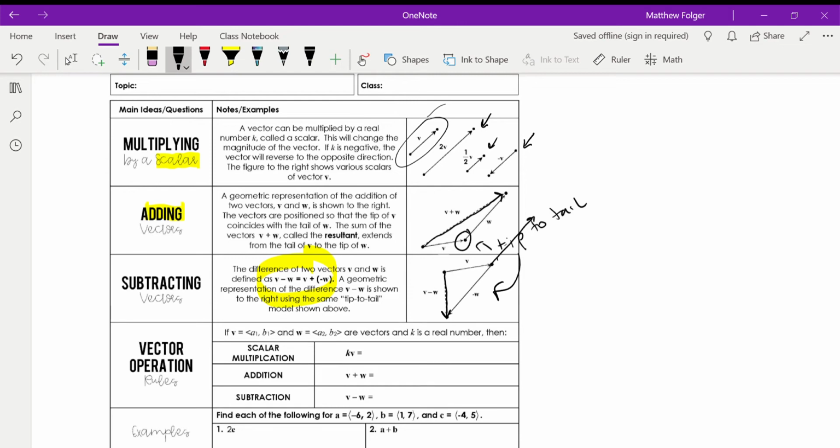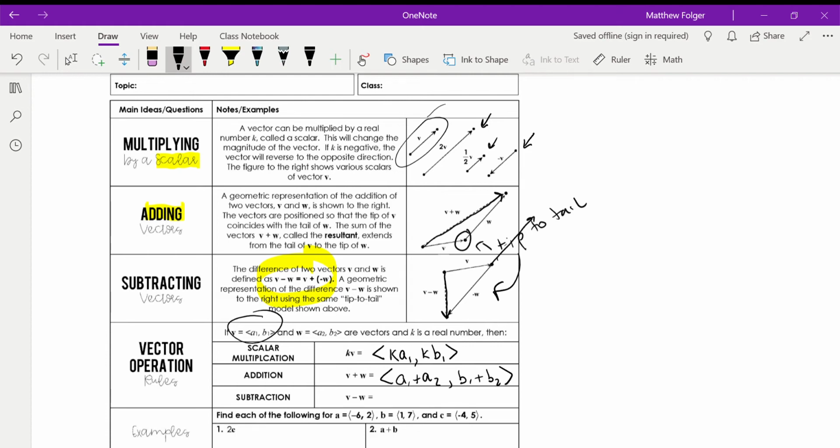Okay, so now how do we do this? It's actually pretty simple. So let's talk about kv. If v is (a1, b1), and I want to multiply by the scalar k, by some constant k, all you have to do is multiply both a and b by k. So it'll be k times a1, comma, k times b1. Okay? For addition, it's just going to be a1 plus a2, comma, b1 plus b2.